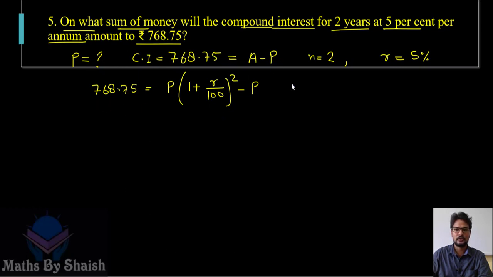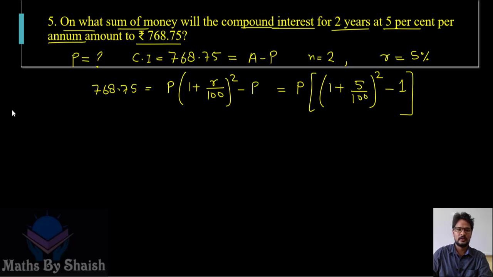Now let's substitute the values. R is 5, so I will take P common from here, and the things left are 1 plus 5 over 100 to the power 2 minus 1, because if we take P common then it is 1. It's like x square minus x; if we take x common, it is x minus 1. In the same way we take P common, it is minus 1. And now we will calculate this.